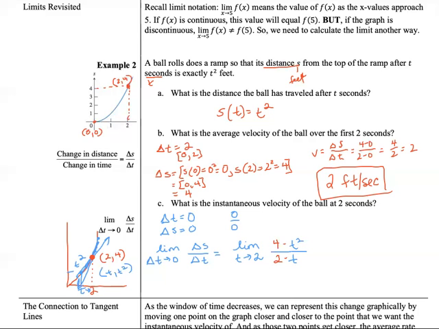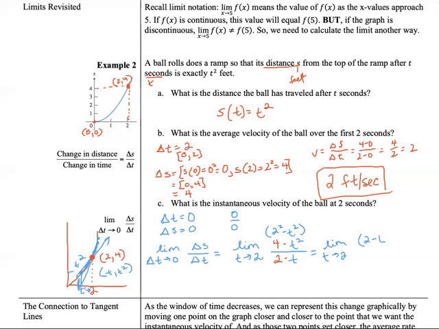So now we have an equation here, and we can try to simplify. I have a fraction. To simplify a fraction, I need to factor. So to factor this, I can look at the limit as t approaches 2 of 4 minus t squared, which is a difference of perfect squares. That's 2 squared minus t squared.